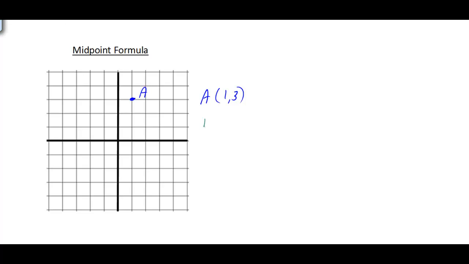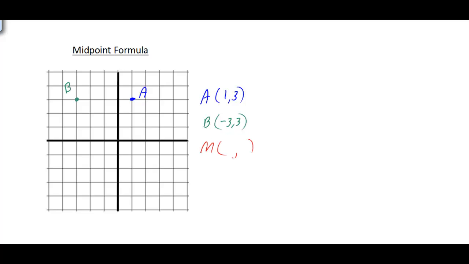And if we're going to point B, which is -3, 3, that means we're going to go to the left 3 units and then up 3 units to point B. And we want to find the midpoint, and I'll call this M. What is going to be the midpoint?